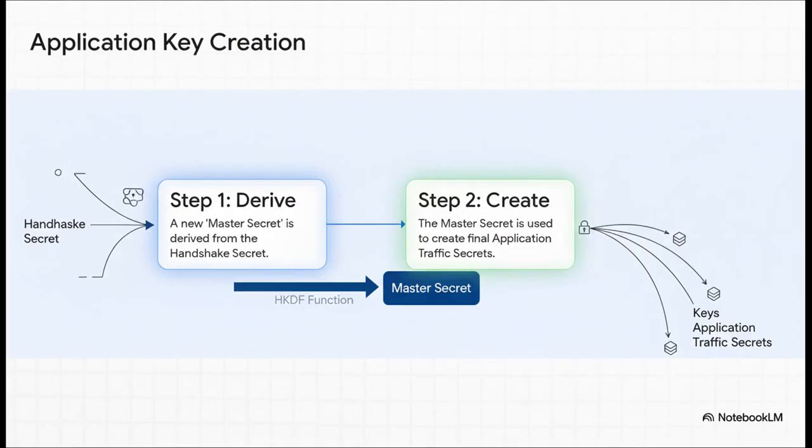And the logic here is going to look very familiar. We take our previous secret, that handshake secret, and we feed it back into the HKDF function. This produces an even more important final secret called the master secret. This is the final ingredient we need. From this master secret, we derive the keys that are going to do all the heavy lifting for the rest of the session.